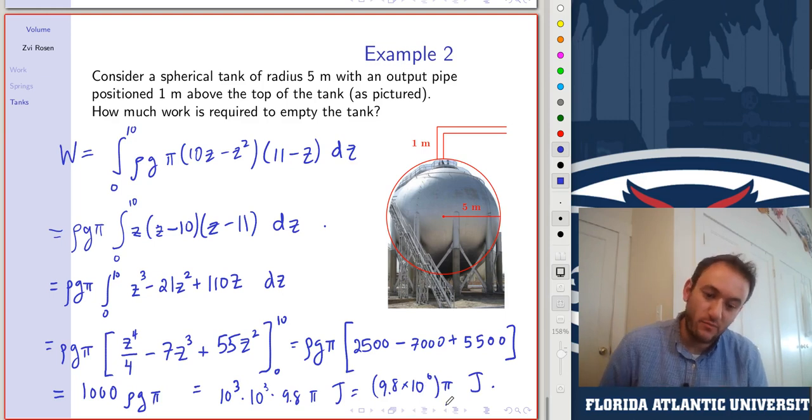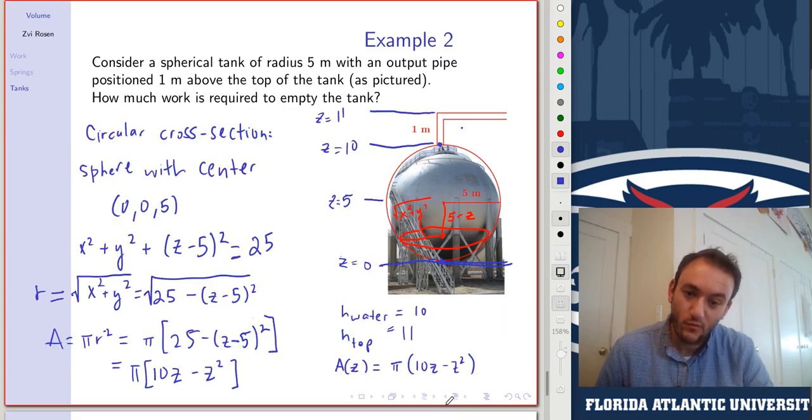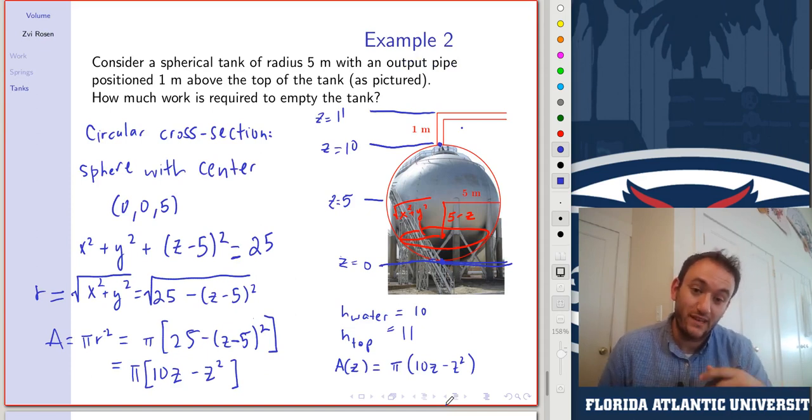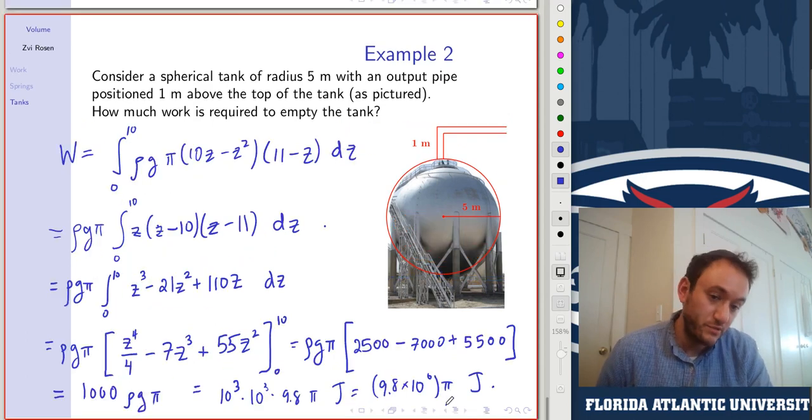So the key to this problem was thinking about what that cross-sectional area is. It's not constant like with the rectangular pool, it's constantly changing. But once you get an expression for that area, you're able to compute the integral with not too much difficulty. Okay, thanks very much.